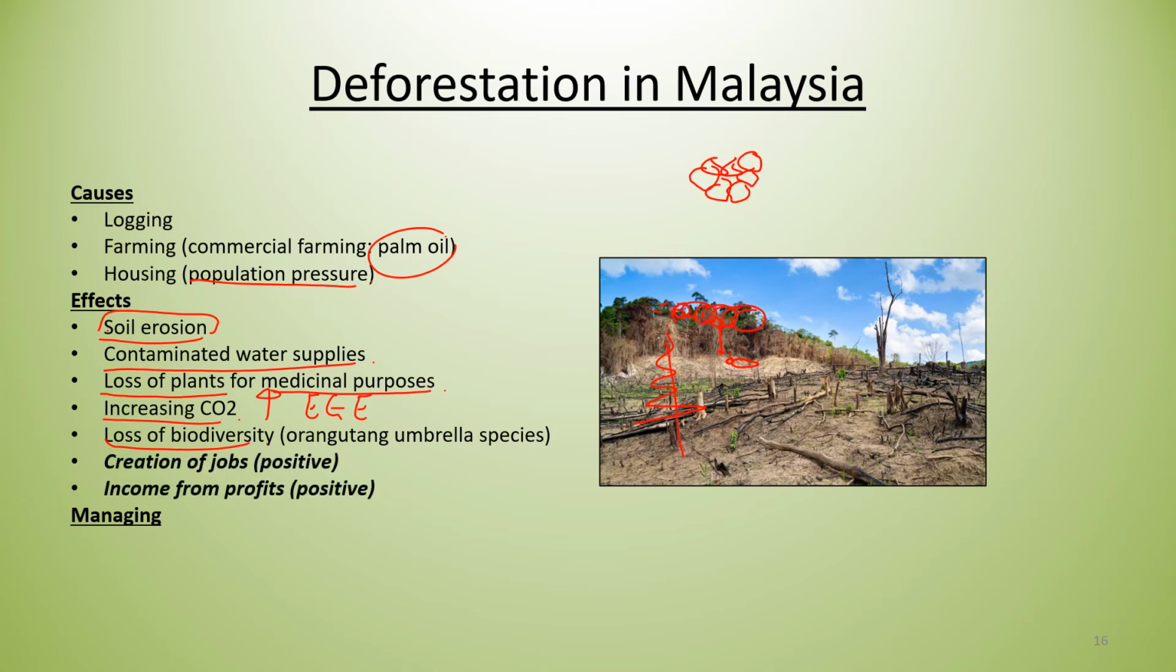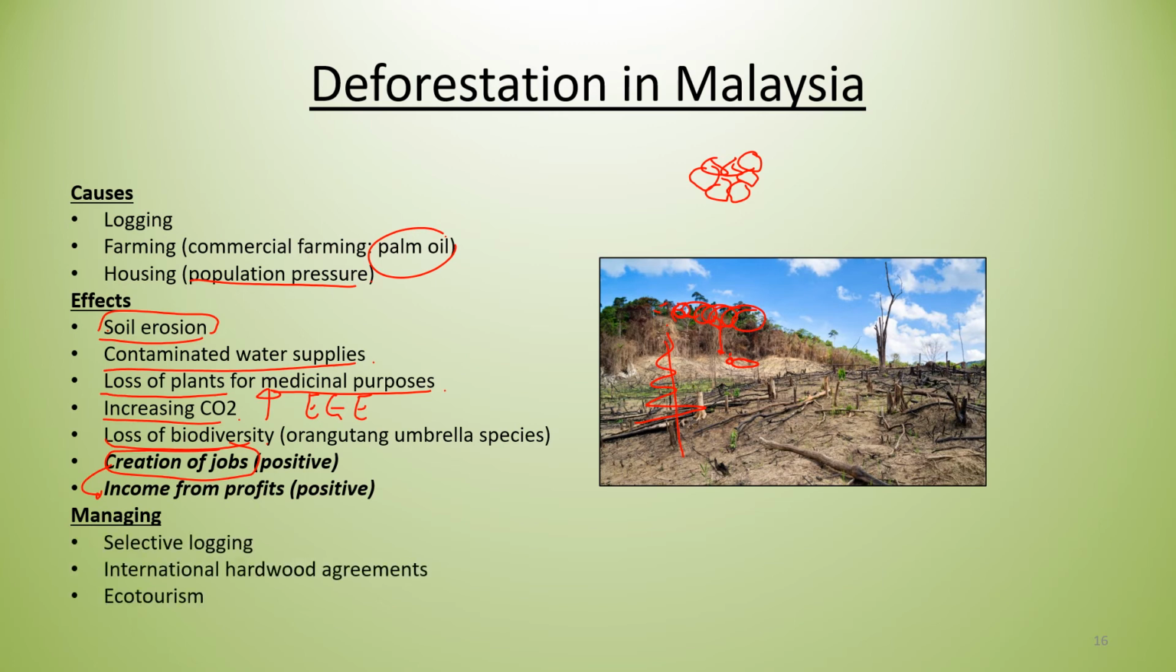However, there are positive effects of deforestation. The fact that it is creating jobs: jobs for miners, jobs for people chopping down the trees, jobs for people who are building the new homes in place. That is a positive effect. As a result of that, the knock-on is this income. Countries such as Malaysia will benefit positively from the income gained from deforestation.